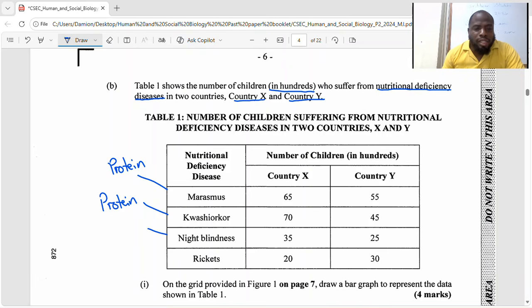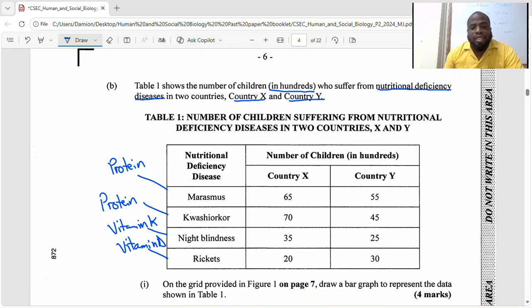Night blindness, that's vitamin K. Rickets, that's vitamin D. So these help. You know, with night blindness, vitamin K allows you to see where light is not intense, where light is not present. While at night, you know that there's not a lot of light due to the sun not being present, you're not able to see. And so vitamin K helps with that.